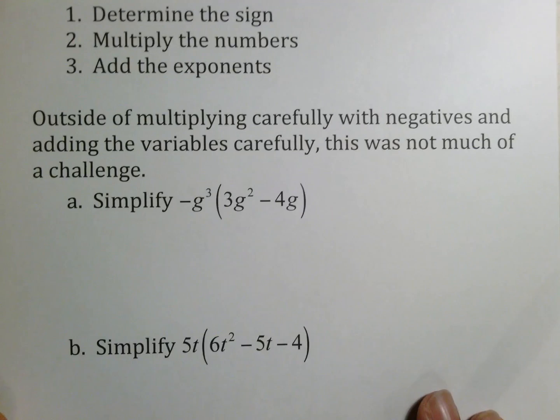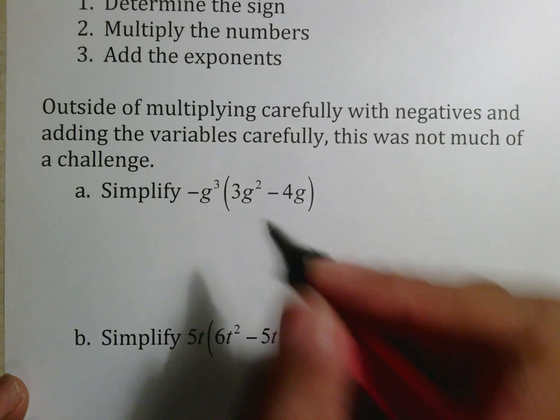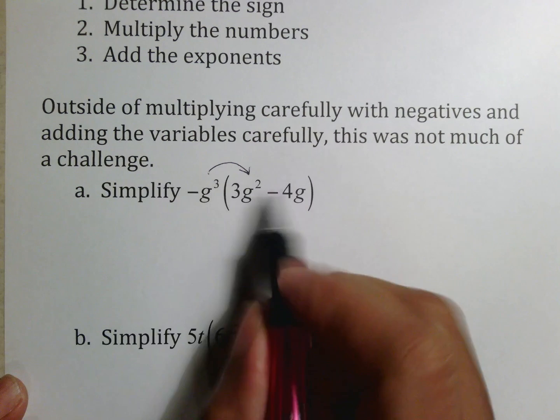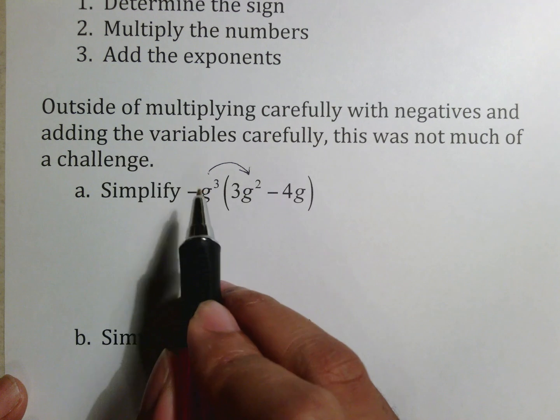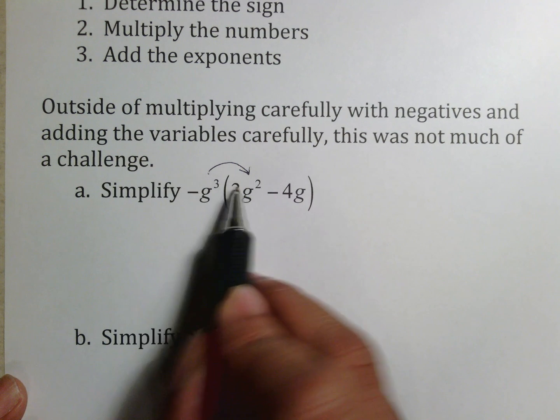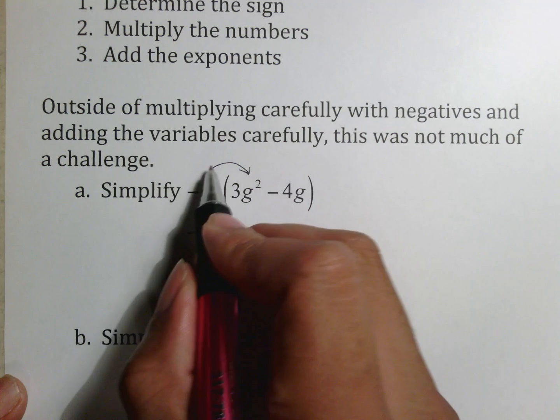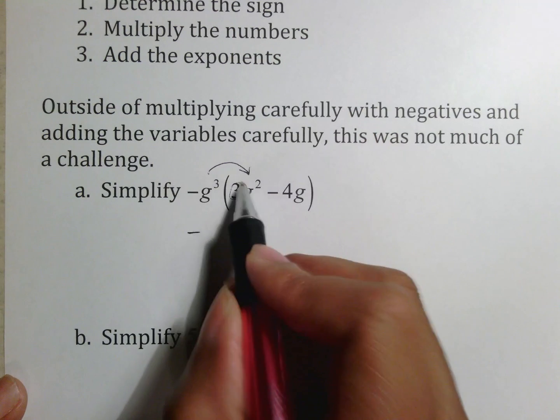So outside of multiplying carefully, this was not much of a challenge for you. And again, I'm not going to list the meetings because you should know how to do that. These two are opposites. There's one negative there, so it's going to be negative. My number is just 3.